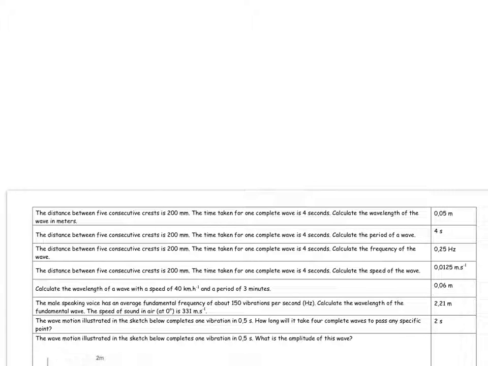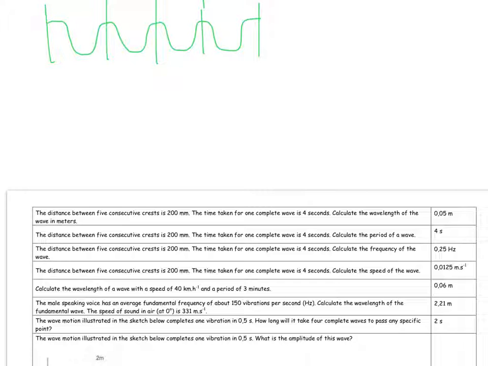The distance between 5 consecutive crests is 200 millimeters. So let's draw that. 1, 2, 3, 4, 5. So that is 1 wave, 2 waves, 3 waves, and 4 waves. So if this is 200 millimeters, then each wave is going to be only 50 millimeters long.